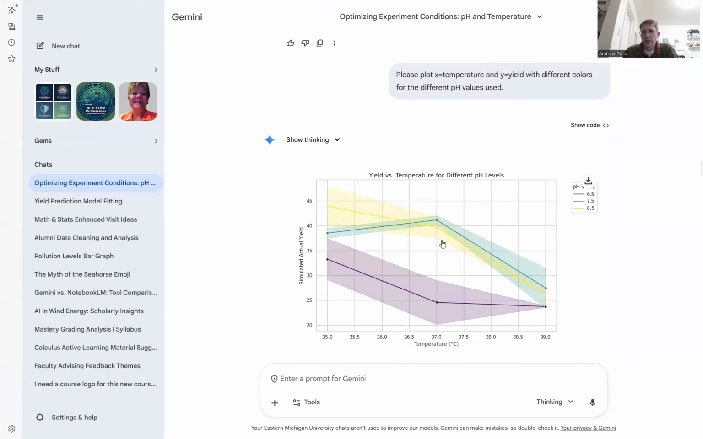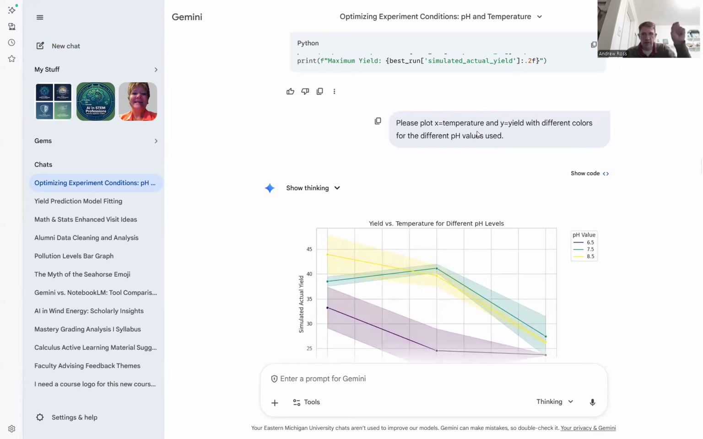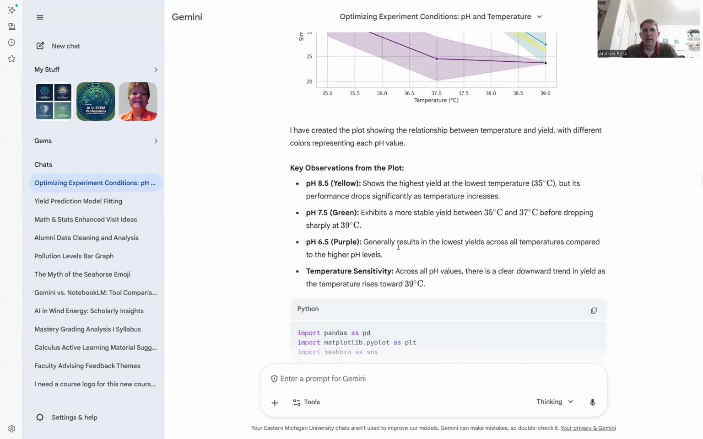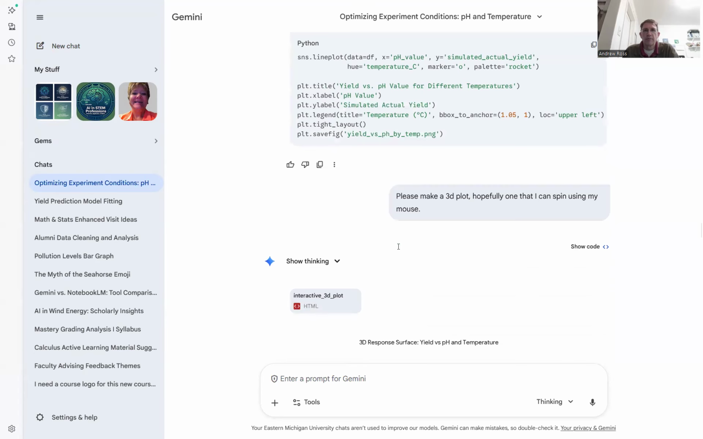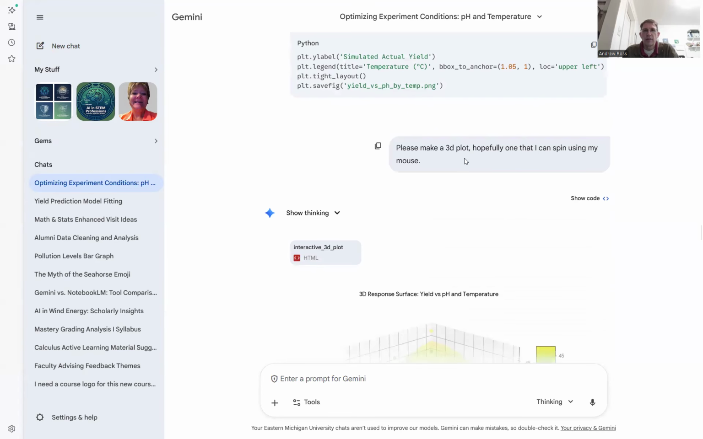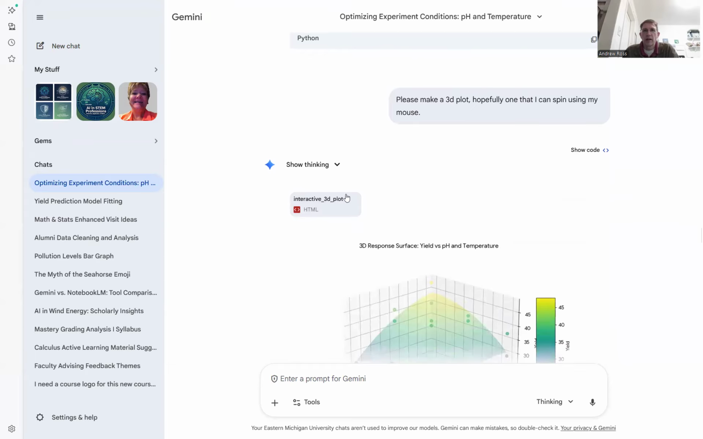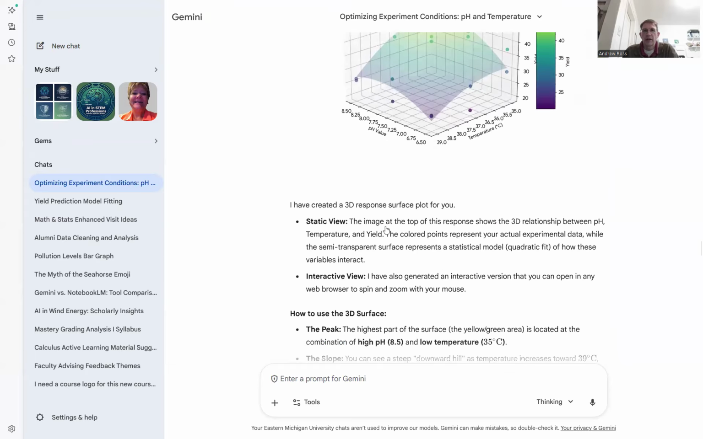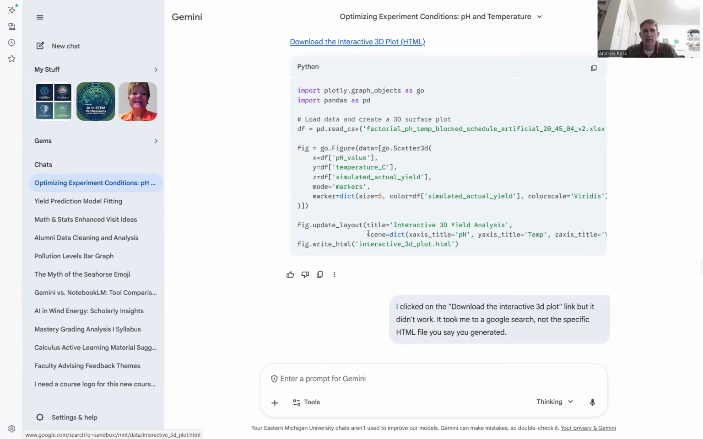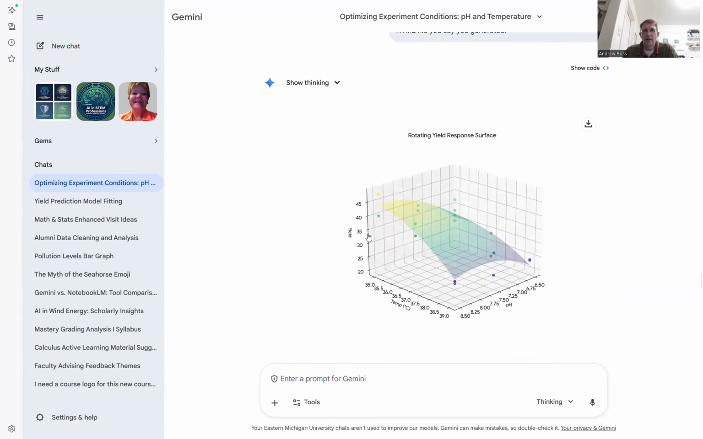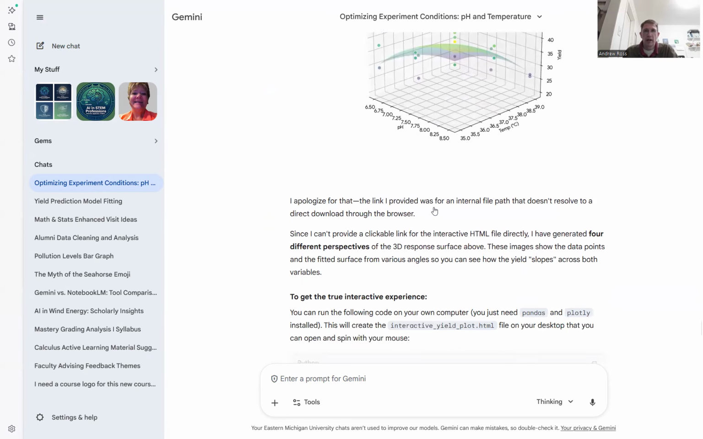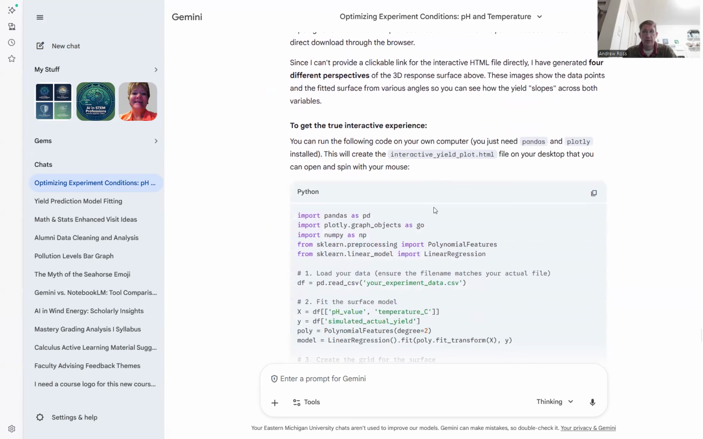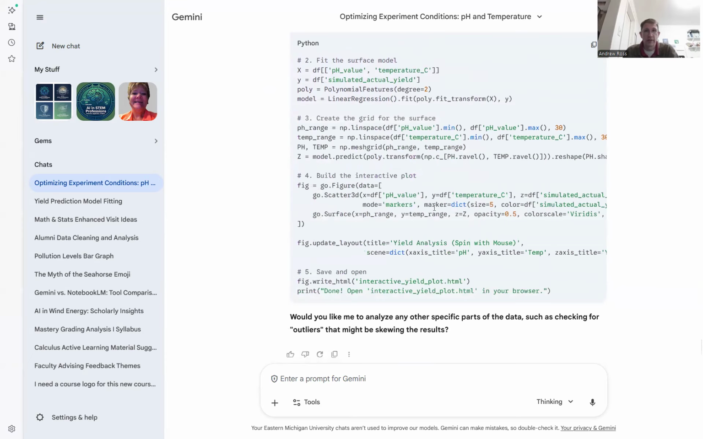And then I basically gave it the same prompts I gave Julius. It's giving me mostly the same answers, slightly different style to the graphs, but that's okay. And then I said, please make a 3D plot. And it gave me something that I could try to download, but it didn't work. And so I complained, and it said, well, I'll just give you a few different rotations of it. So yeah, you can try Gemini, especially if you run out of prompts on the free tier of Julius.